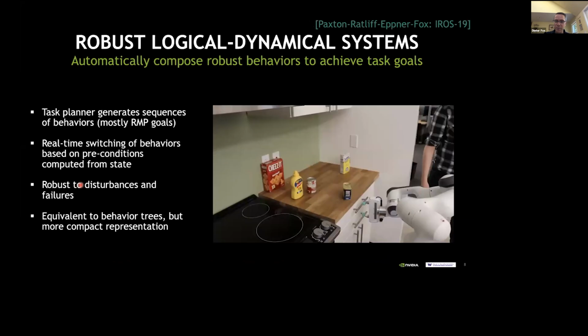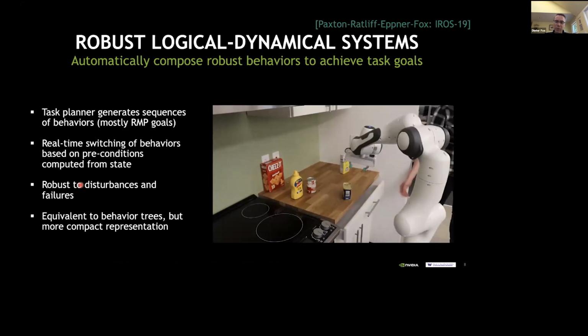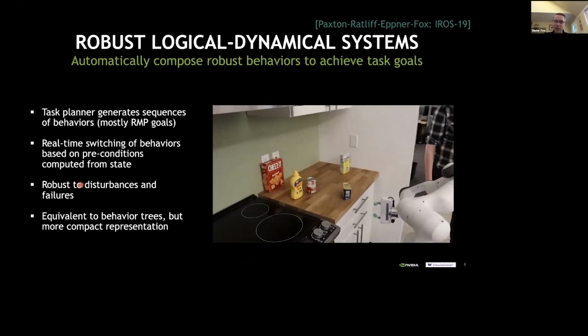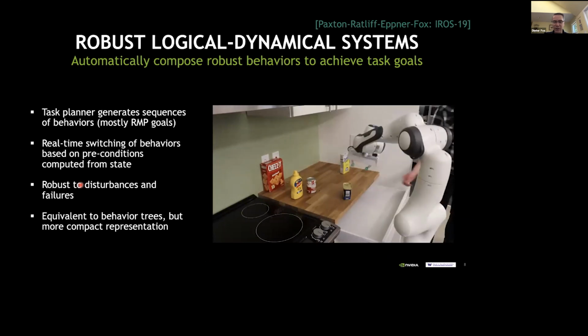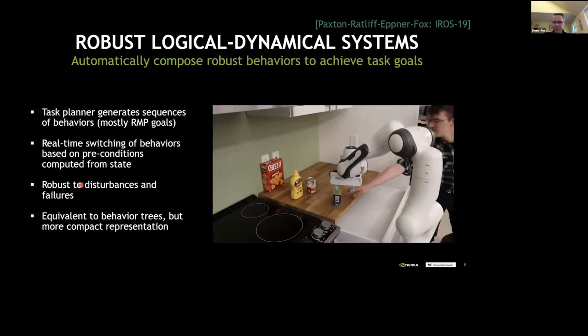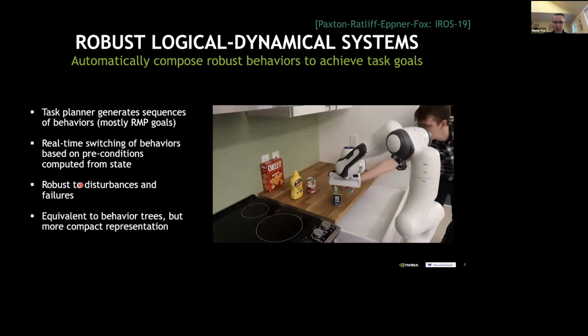Final example is work that Chris Paxton did towards more robust execution, where we constantly keep track of the logical state of the system. So you see that Chris closed the drawer, the robot in real time can detect that and then quickly react to these changes, right? And then adapt its execution, more or less.